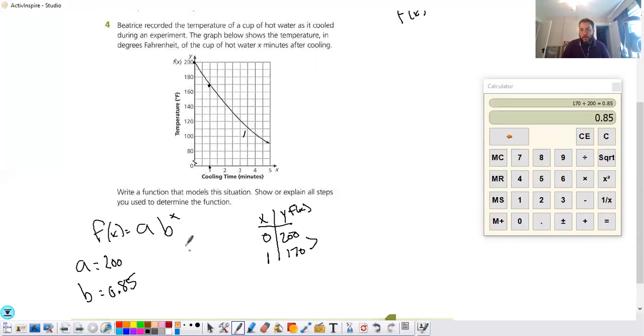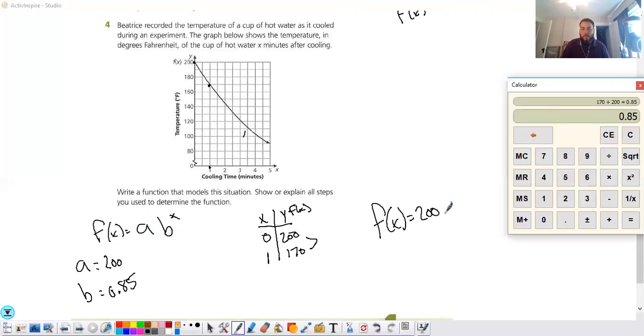So then if we want to write our function, we have all the information because all we need is our a and a b. We can write it as f of x equals the initial value, or our starting point, 200, then times our rate, which is 0.85 to the x. And this is our exponential function that models this situation.